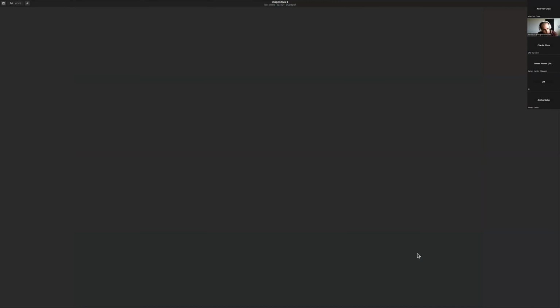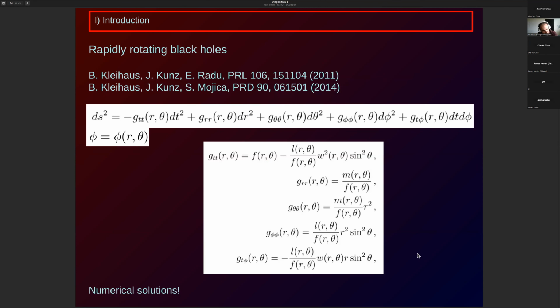Fine. So with this idea of how the static solutions look like, let's go now to what we want to do, which is rapidly rotating black holes. These solutions were first constructed by Burkhard Kleihaus, Jutta Kunz, and Eugen Radu in this paper, and later studied in different directions in this other paper, right? So the idea now is that you have a background. It's not static, it's stationary, it's axisymmetric, it's rotating. So you propose an ansatz, more or less complicated, but essentially it's the same kind of functions you would expect from the Kerr solution, only that they are obviously different.